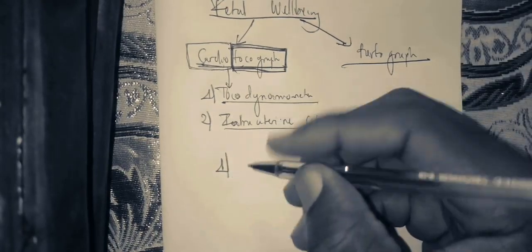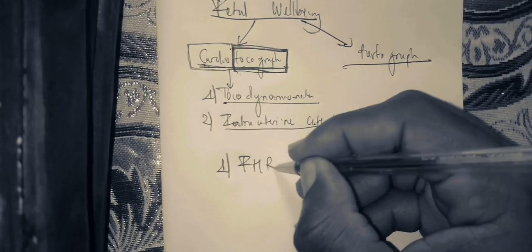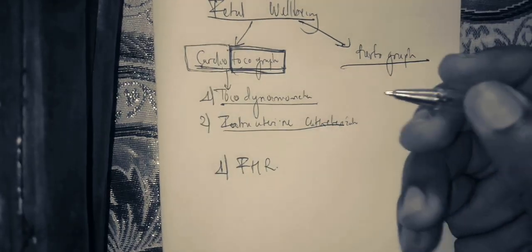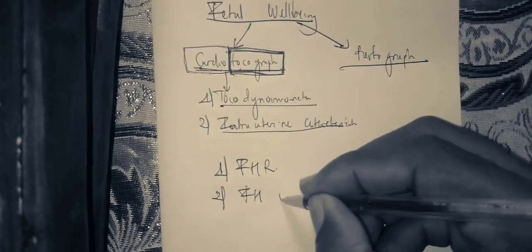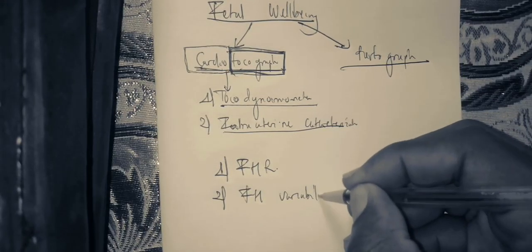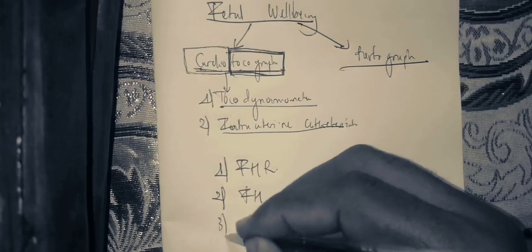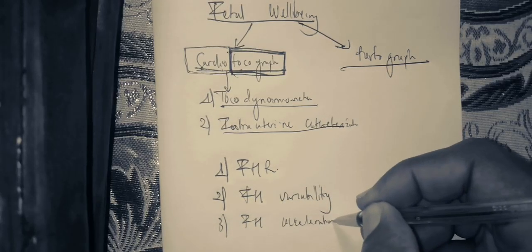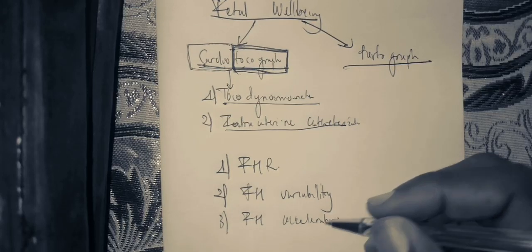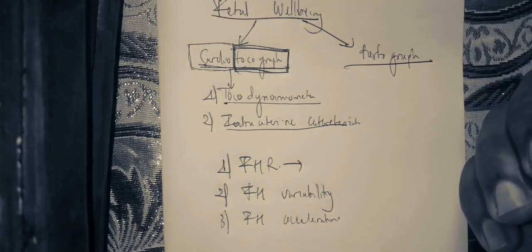The first parameter is the fetal heart rate. Is it clear? The fetal heart rate is the first parameter. The second parameter is the fetal heart variability. Is it clear? And then the third parameter is the fetal heart acceleration. Is it clear? Now, the fetal heart rate is just defined as what?